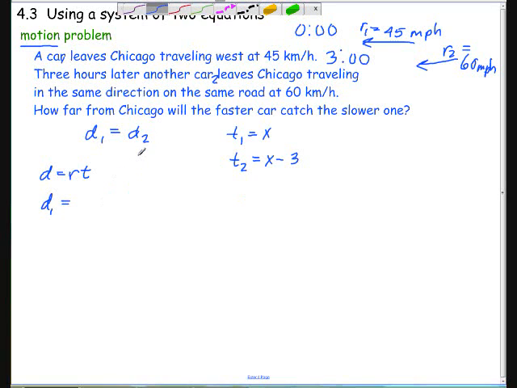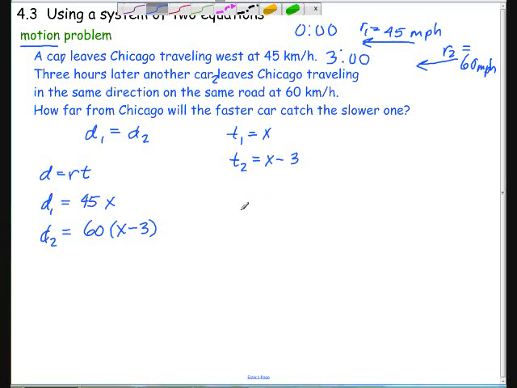Because D1 equals D2. But anyway, distance 1 equals the rate it's going, 45, times the time, which I named X. And distance 2, which is exactly the same as distance 1, we're going to show that in a minute, is 60, but the time is going to be 3 hours less, as it started 3 hours later.